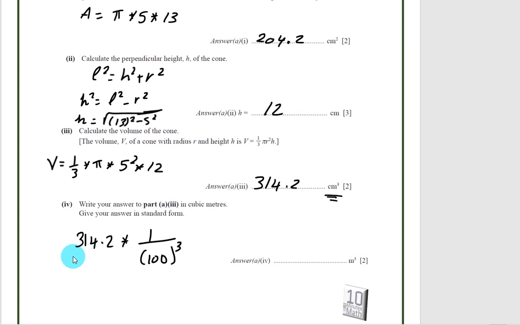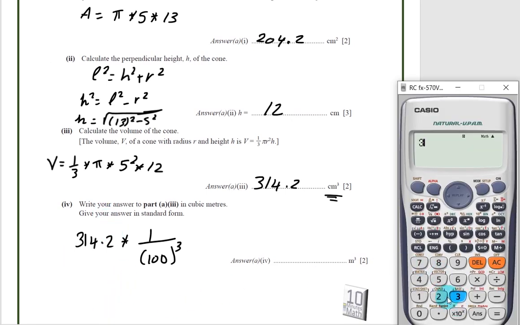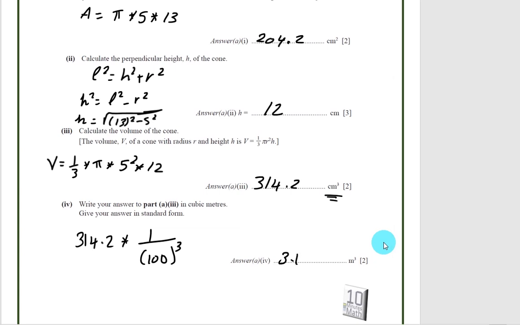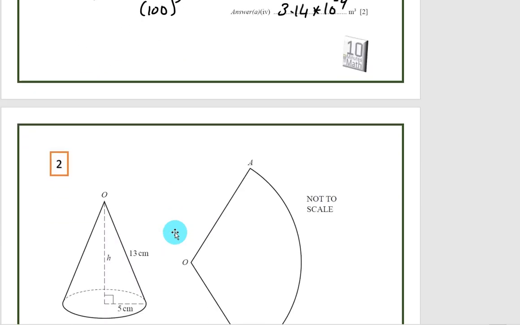So let us start to find this answer. 314.2 divided by 100 cube. So it will be 3.14 multiplied by 10 power minus 4. So 3.14 multiplied by 10 to the minus 4. Okay. Let us go ahead to another question.